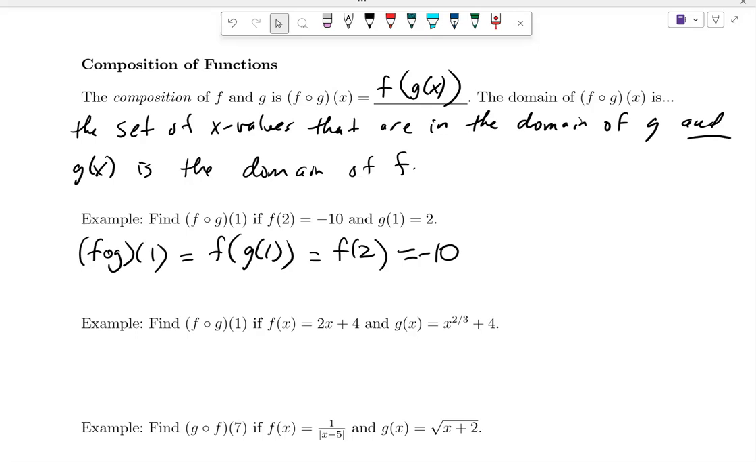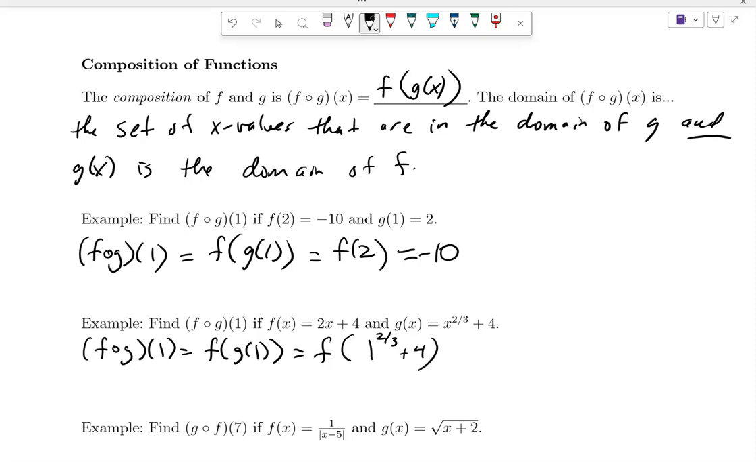So let's do the next one here. This one says do F of G of 1 again. So that's F composed with G of 1, so that's F of G of 1. Which function does 1 go into first? The G of X, right? So I'll write it out. That's 1 to the 2/3 power plus 4, right?